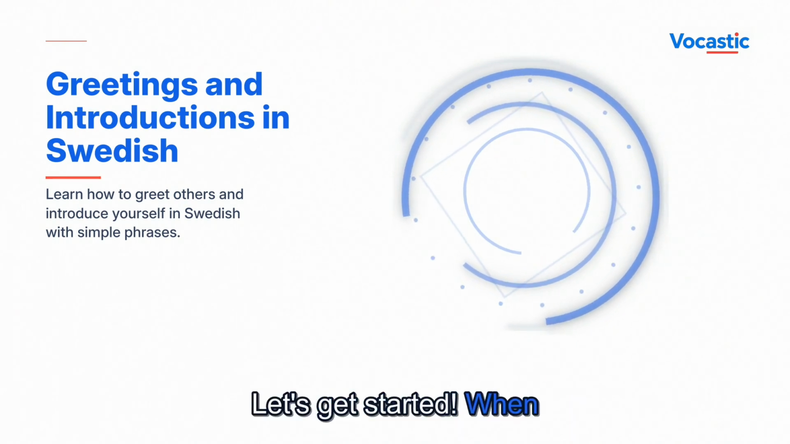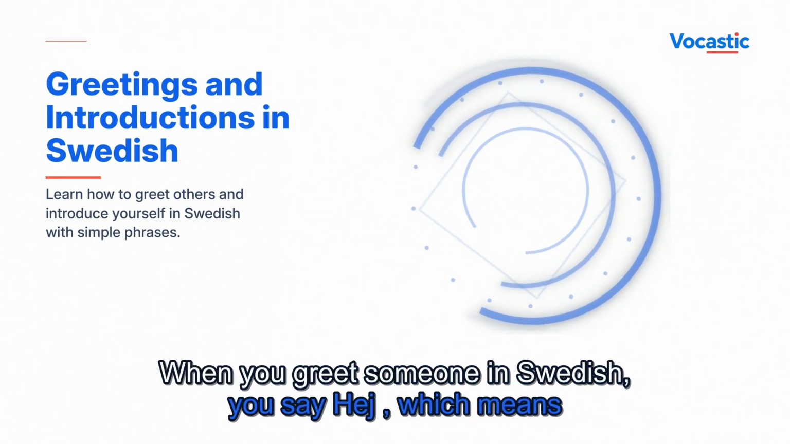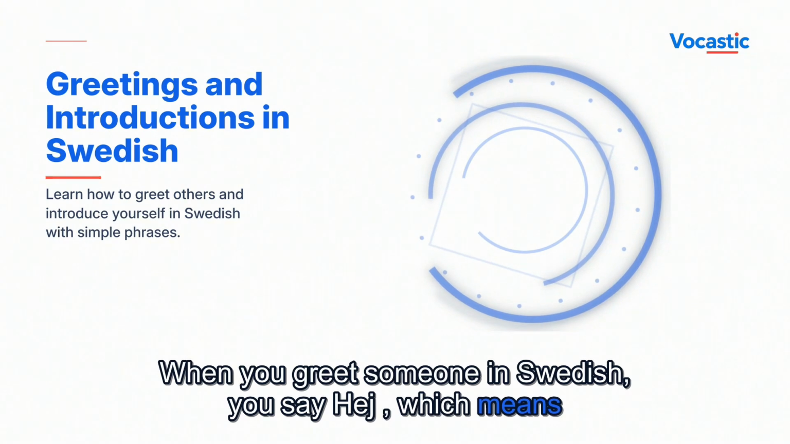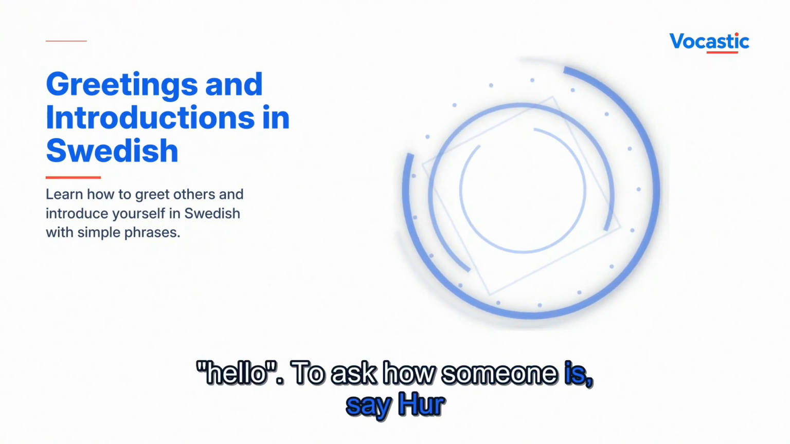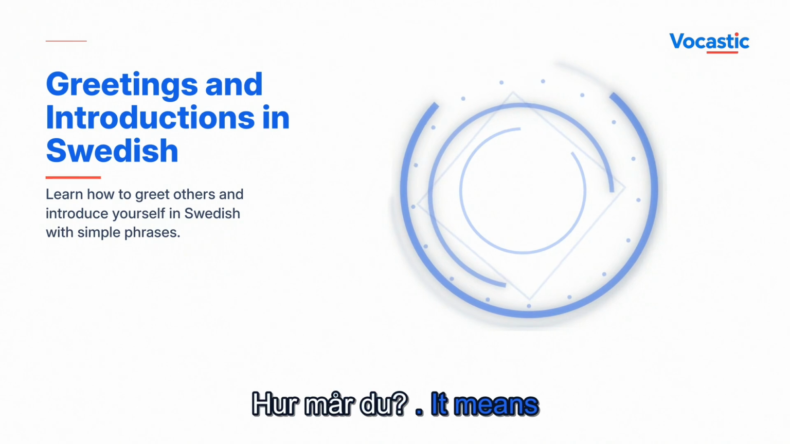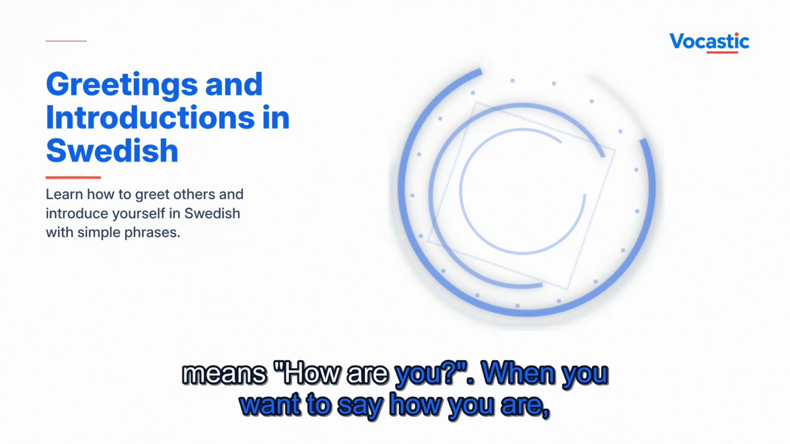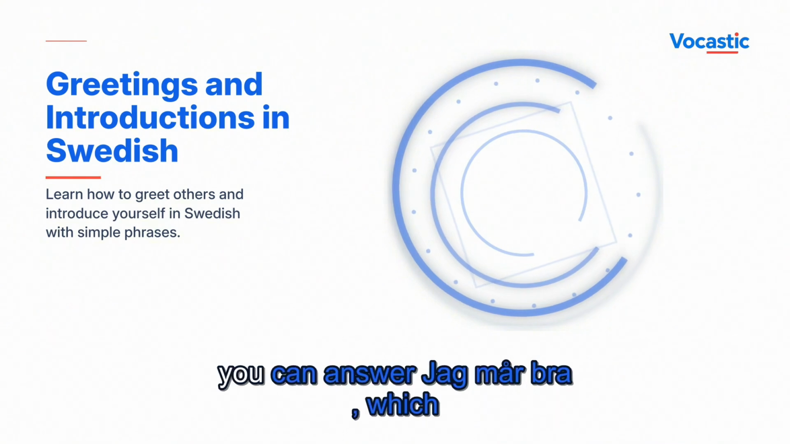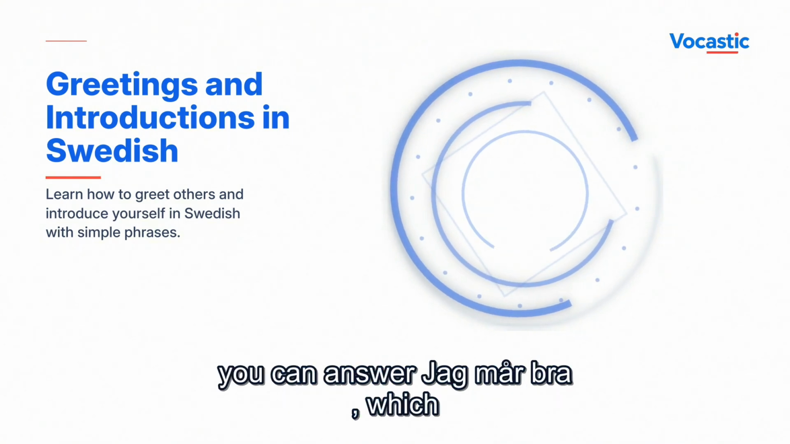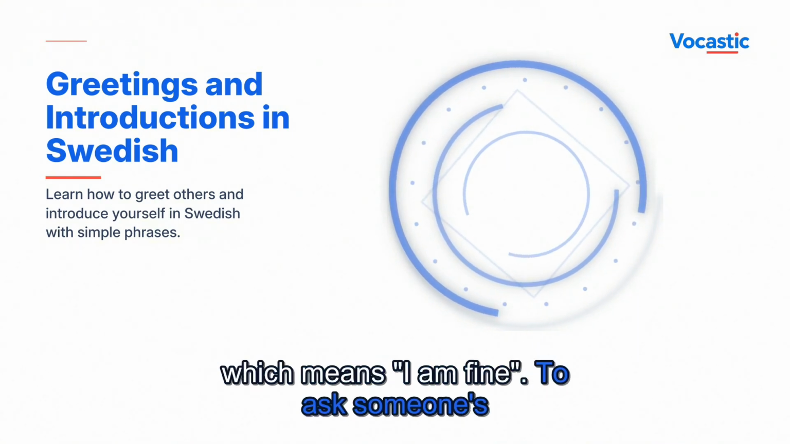Let's get started. When you greet someone in Swedish, you say Hej, which means hello. To ask how someone is, say hur mår du? It means how are you? When you want to say how you are, you can answer Jag mår bra, which means I am fine.